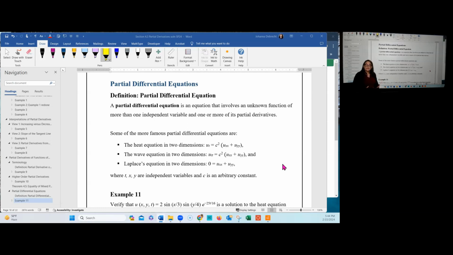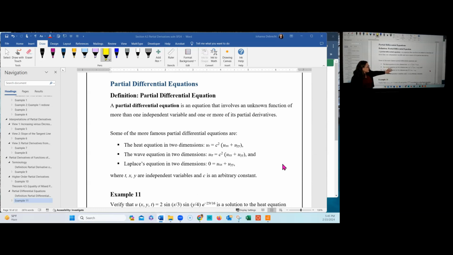We've seen previously in Calculus 2 an ordinary differential equation, which involved y, y prime, y double prime, possibly the independent variable x, combinations of those. A partial differential equation involves an unknown function, we're trying to find the function, of more than one independent variable and one or more of its partial derivatives. So it might include the independent variables, it might include multiple ones of the partial derivatives.